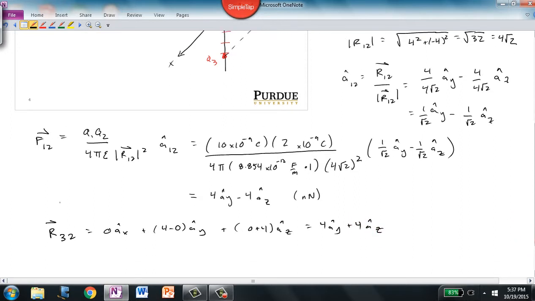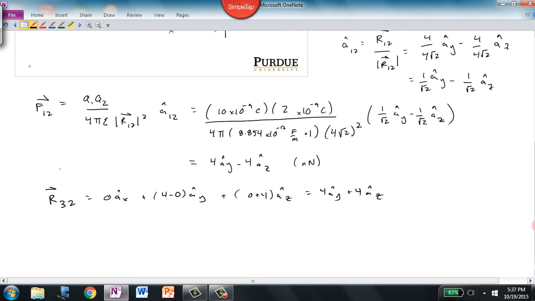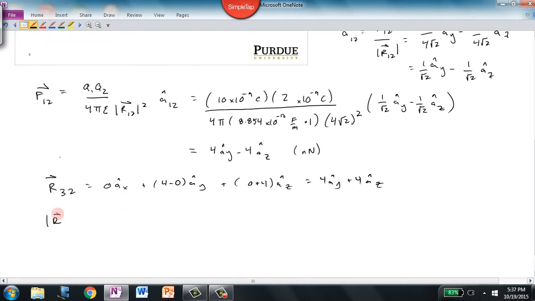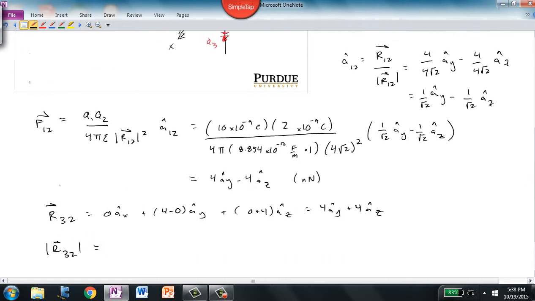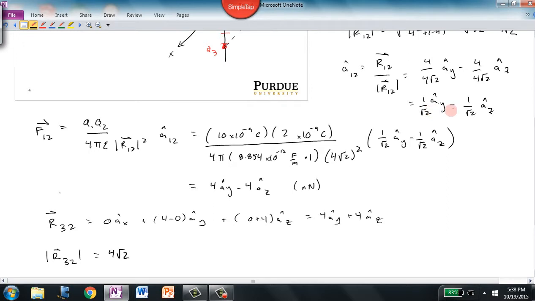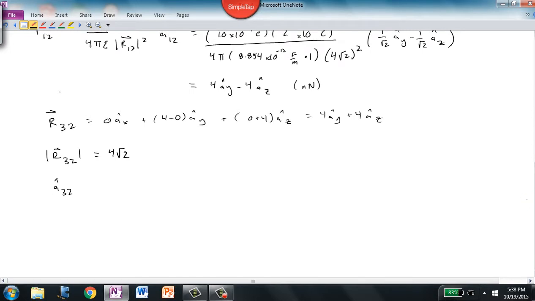The magnitude of that is going to be the same as the magnitude of this one. The magnitude of R32, just by the property of symmetry that we see there, is 4 root 2. And a hat 32, we can pretty much tell that it's going to be the same unit vector, just instead of pointing in the negative z direction, it's going to point in the positive z direction. So it's 1 over root 2 a hat y plus 1 over root 2 a hat z. I skipped a little math, but I think you guys probably get that.